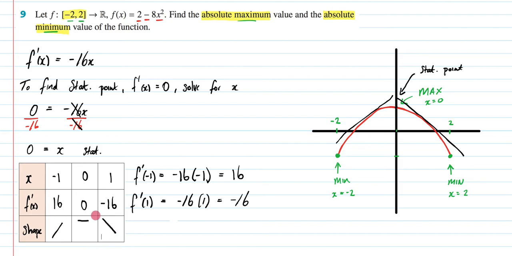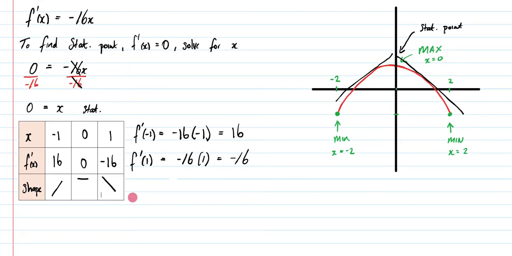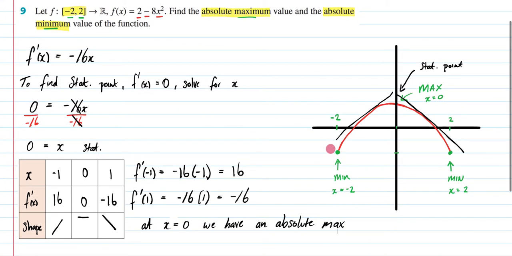And just like that, we have proved that at x equals 0, we have an absolute maximum. And if you wanted to, I don't think the question asks for it, but we could find what the coordinate of this is going to be.